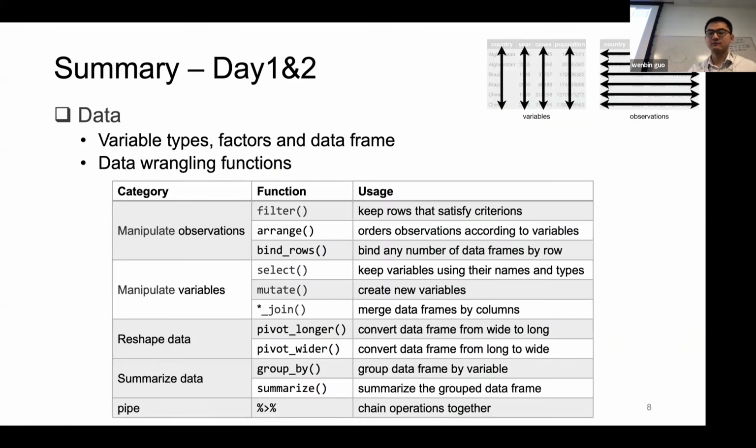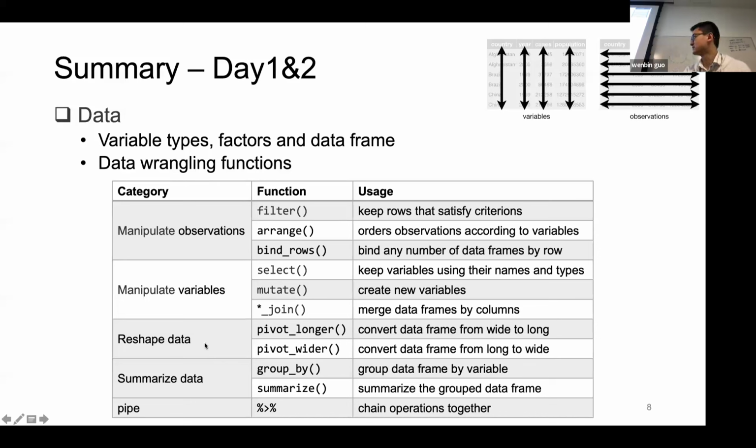So for the data, for the very first thing, we learned the variable types, factors, and the data frame, and also went over a lot of the data wrangling functions. Basically, every row is an observation and every column is a variable. So we have functions to manipulate the observations, and functions to manipulate the variables. This is usually very useful when you are working in R and doing some data processing work.